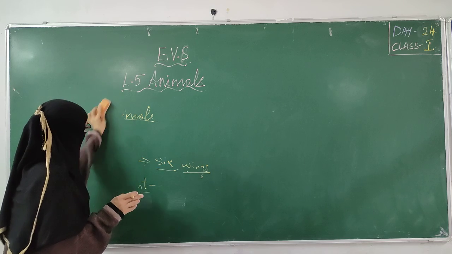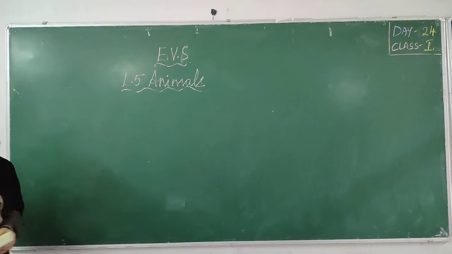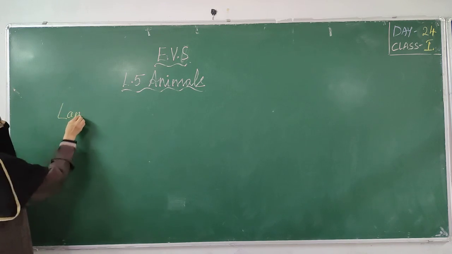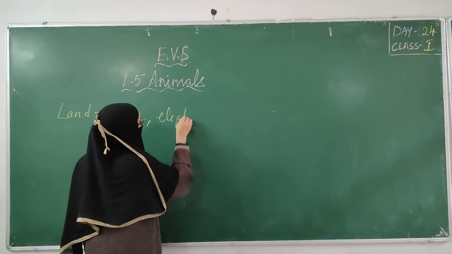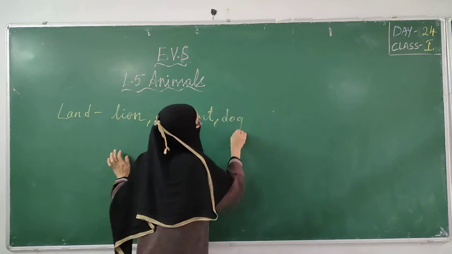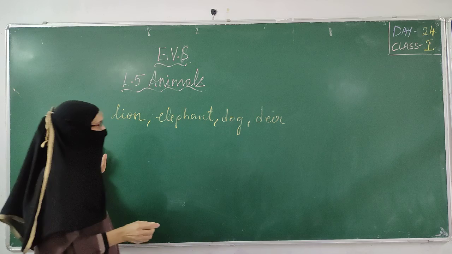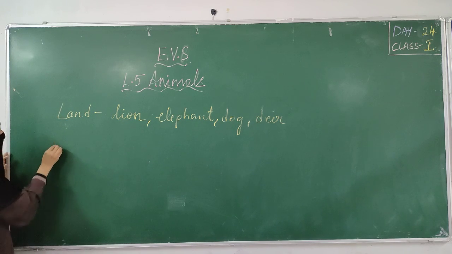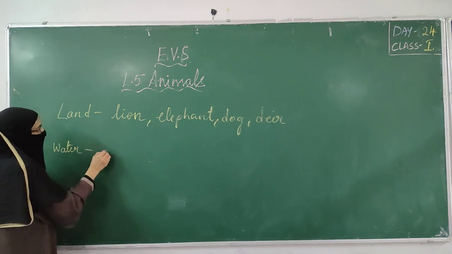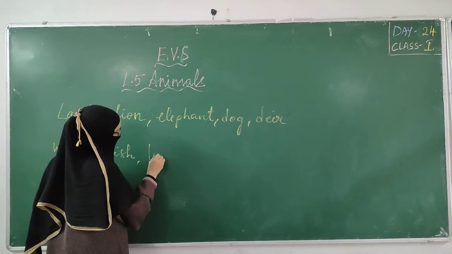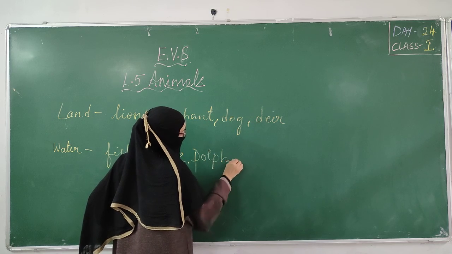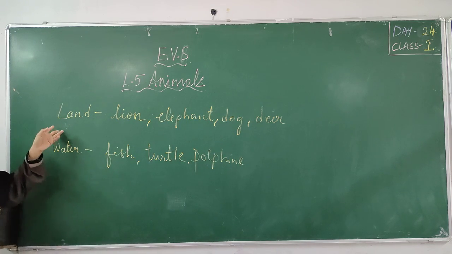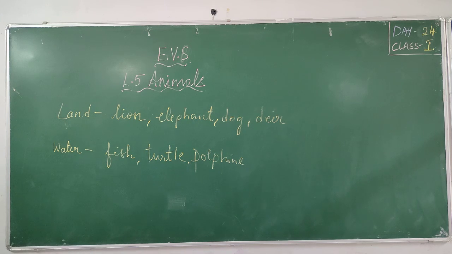Today we are going to study where animals live. Some animals live on land. What are the animals which live on land? Horse, deer, goat, cow, camel, etc. These are the animals which live on land. Some animals live in water, like turtle, dolphin, whale, etc.